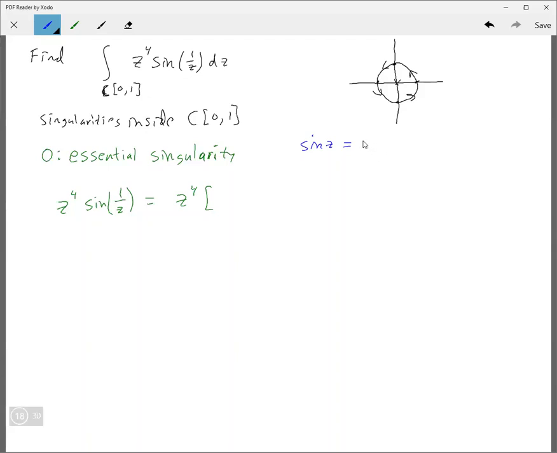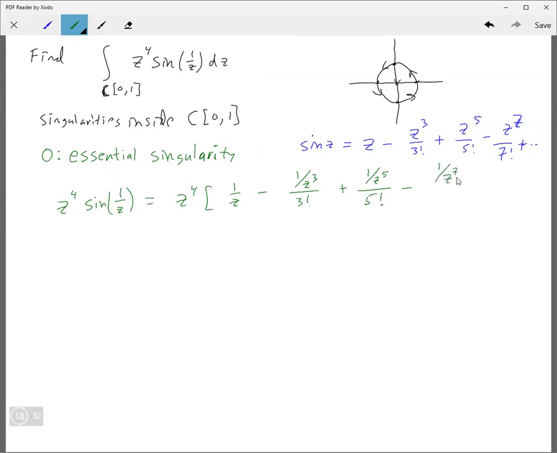Yeah, so z minus z cubed over 3 factorial plus z to the 5th over 5 factorial, and then z to the 7th over 7 factorial, and so on, right? So that's how you do that. Okay, so if that's sine z, then sine of 1 over z would be 1 over z, instead of the z, it's 1 over z, minus 1 over z cubed over 3 factorial, plus 1 over z to the 5th over 5 factorial, and then 1 over z to the 7th over 7 factorial, and so on.